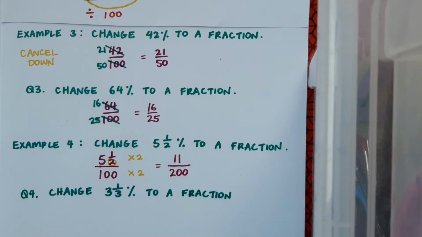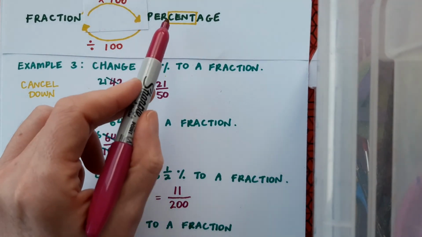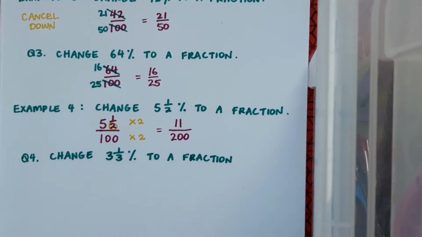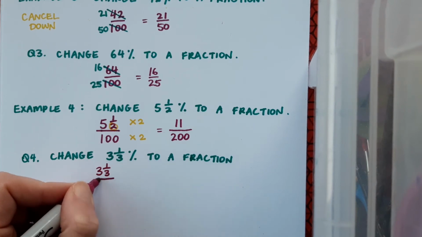So here's one for you now. I want you to change 3 1/3% to a fraction. So pause the video here while you do that, and then play and see if you're correct. Okay, so again, we're changing from a percentage to a fraction. So we're dividing by 100. The easiest thing to do is simply put our percentage, 3 1/3, over 100.